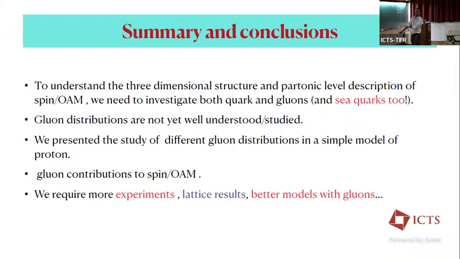And in this talk, we presented some gluon distributions in a simple model. And from there, we also predict the gluon contribution to spin and orbital angular momentum and their correlations. But definitely, we require more experiments, and I think that is where the EIC is going to play a major role. And lattice results, and also we require better model building to understand the gluon distribution. Thank you.